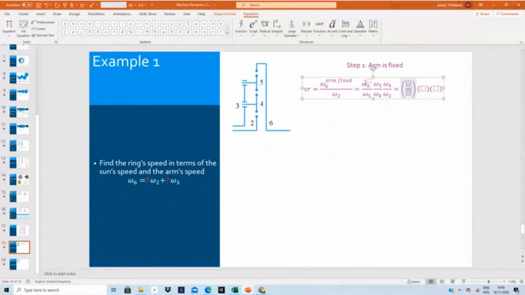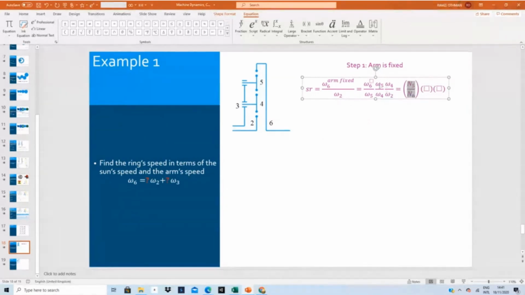First, what is omega 6 over omega 5? Omega 6 over omega 5, I have a ring and a gear. So it is an internal contact. So here it will be plus N5 over plus N6. Why? Because it is internal contact. If it is internal contact, both gears will rotate in the same direction.